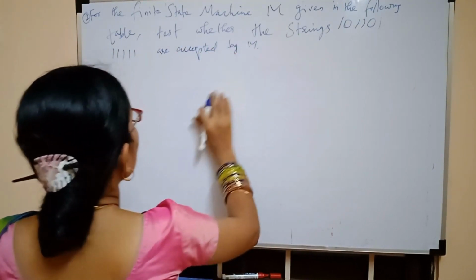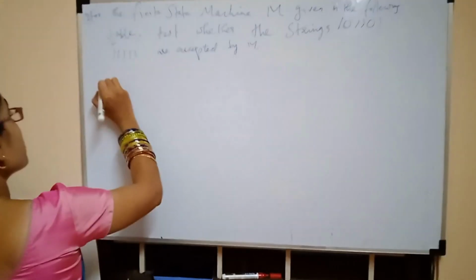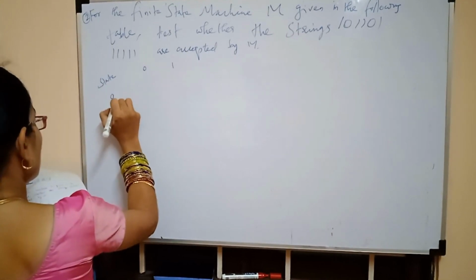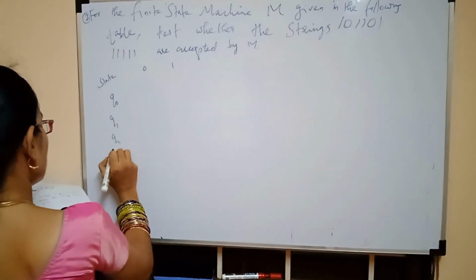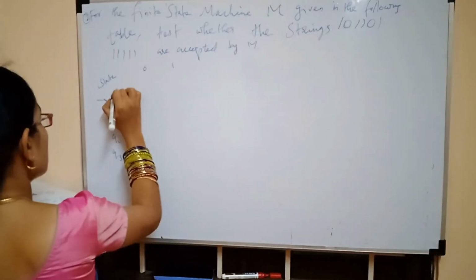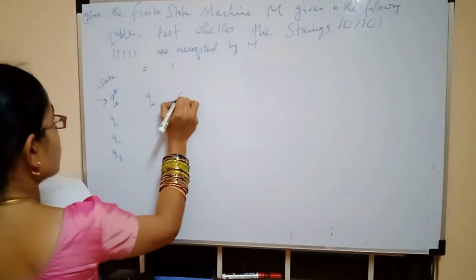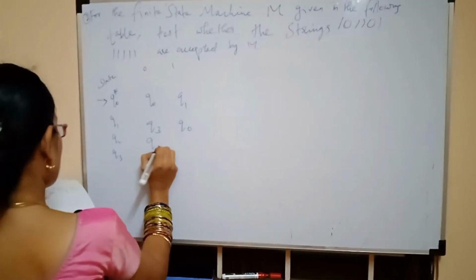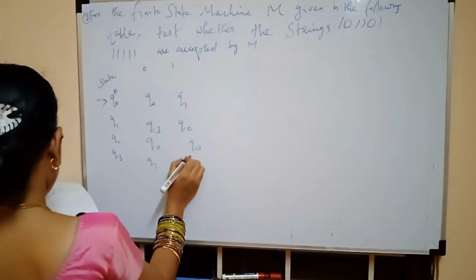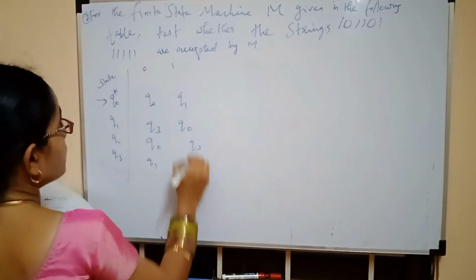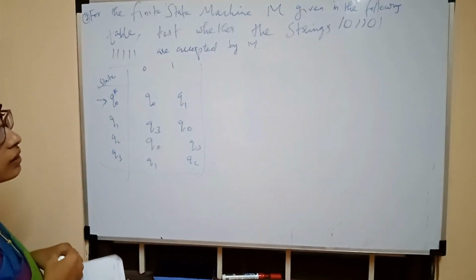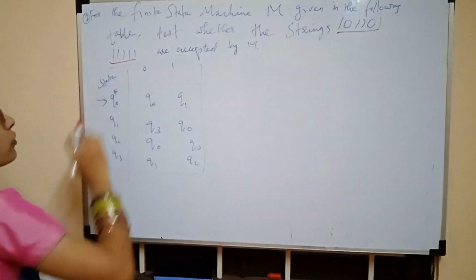Okay, so the table given here is: state, 0, 1, q0, q1, q2, q3. This is the starting state as well as final state. Here q0 q1 q3 q0, q3 q1 q2. Okay, so this is the table they have given. So now we have to find out whether these strings are accepted by this automata, this finite state machine.